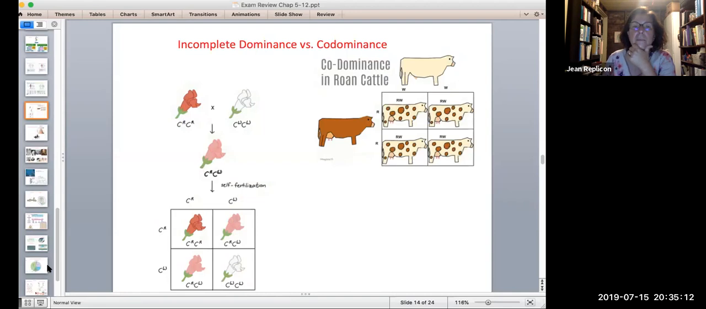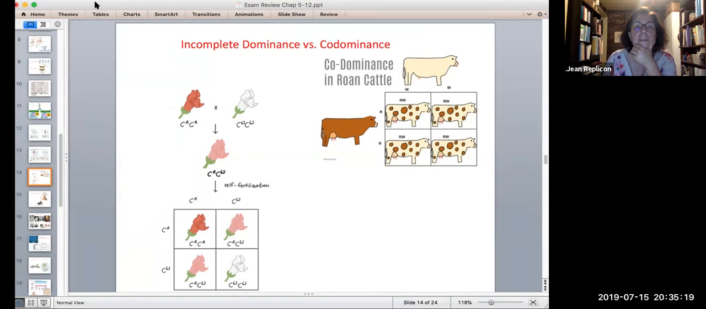So let's compare incomplete dominance and codominance. In incomplete dominance, there is actually a blending. And so since it's not dominant recessive, we don't have capital and small letters, as you can see here.